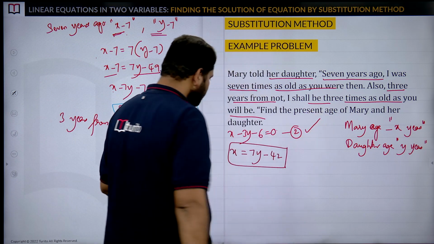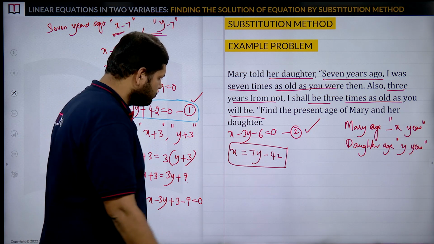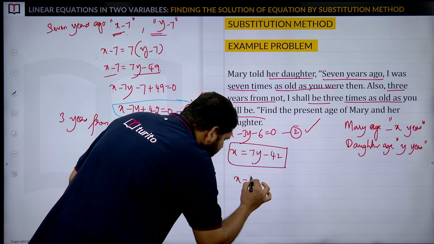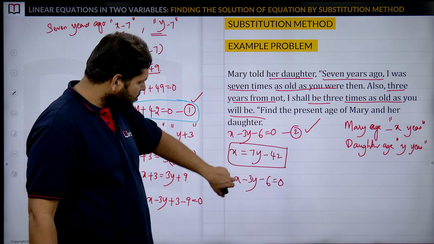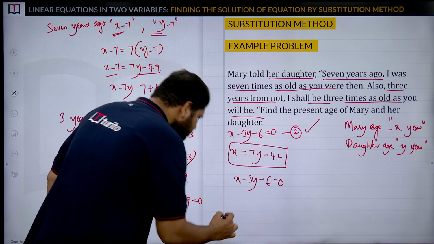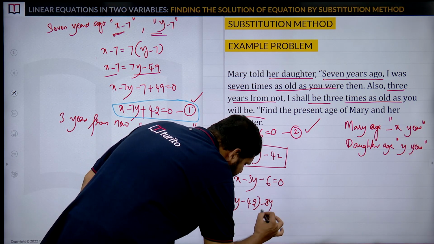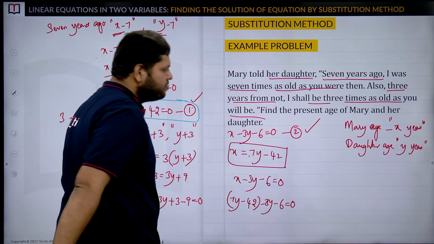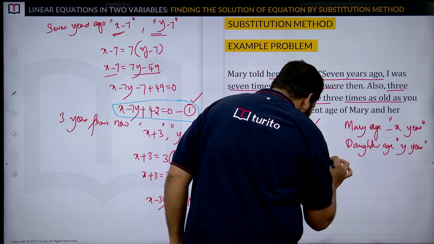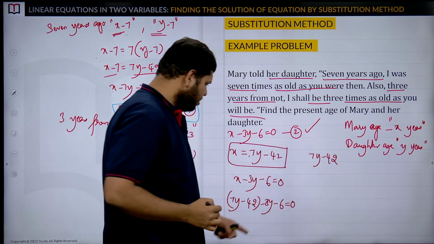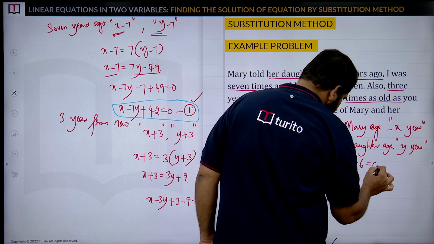Now children, you do one thing. Take this x is equal to 7y minus 42 and substitute in equation 2. What is equation 2? X minus 3y minus 6 is equal to 0. X is equal to 7y minus 42, so substitute here: 7y minus 42 minus 3y minus 6 is equal to 0.